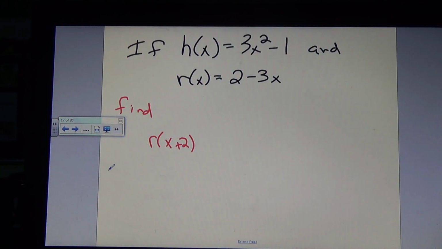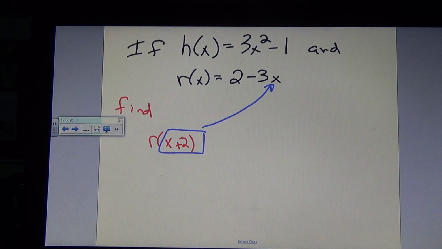Alright, if h of x equals 3x squared minus 1 and r of x equals 2 minus 3x, find r of x plus 2. Okay, so if you review from yesterday, from the other days, if I had r of 2, what am I going to do with that 2? I'm going to take that and plug it into the r function here. Okay, I don't have r of 2 though. I have r of x plus 2. So what am I going to plug into my function? I'm going to plug into my function x plus 2.